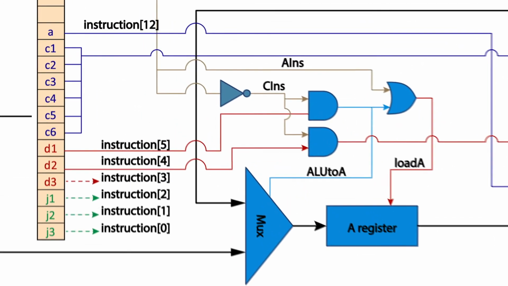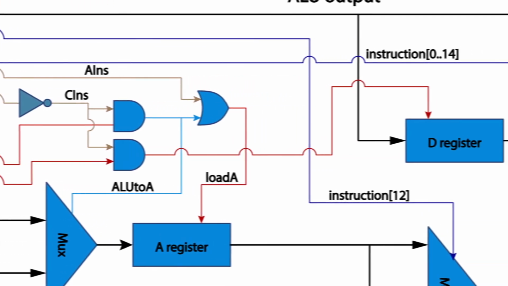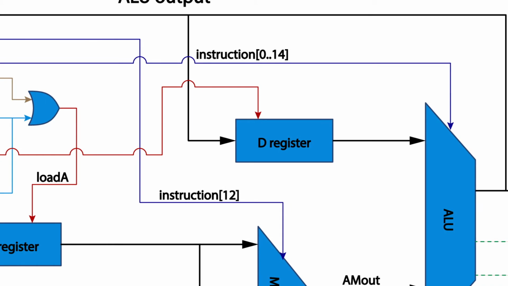An AND gate combines a C instruction and bit 4, D2, from the instruction input. If both are 1, then 1 is output to load D, which is fed into load in the D register. This is because D2 in the instruction indicates that D will be written to in a C instruction.